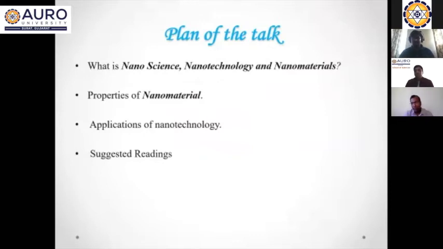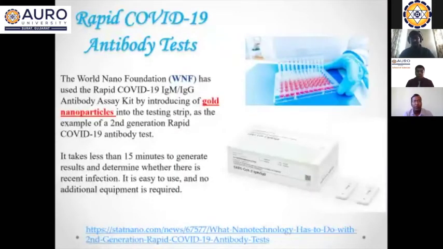So the question is, what is nano? The talk of the town is COVID-19, so what is the relation between nano and COVID-19? Let me give you one example. The World Nano Foundation has developed a rapid COVID-19 kit by introducing a gold nanoparticle into the testing strip. The features of this kit are that it takes only 3 minutes to give a positive result and 15 minutes to generate the result if it is negative. It is also easy to use and no additional equipment is required.